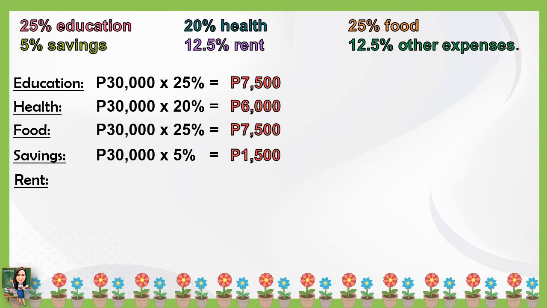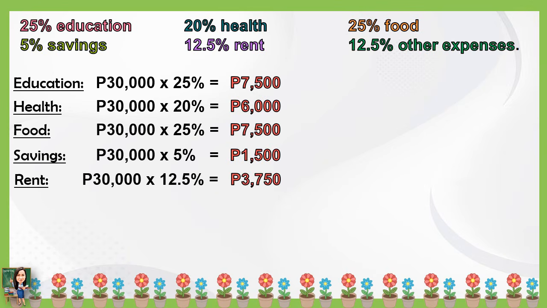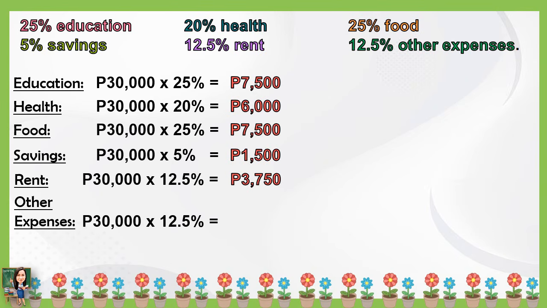Savings, 30,000 times 5% for savings equals 1,500. Rent, 30,000 times 12.5% for rent equals 3,750. And for other expenses, 30,000 times 12.5% for other expenses equals 3,750. Total the following expenses: 7,500 plus 6,000 plus 7,500 plus 1,500 plus 3,750 plus 3,750 equals 30,000 pesos. Now, interpret the following expenses into a pie graph.